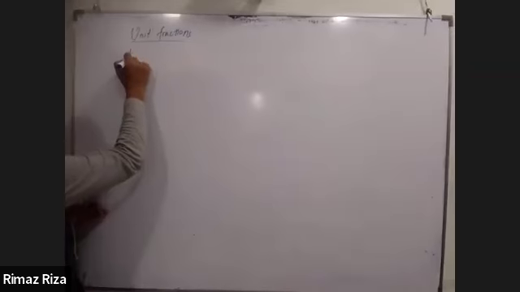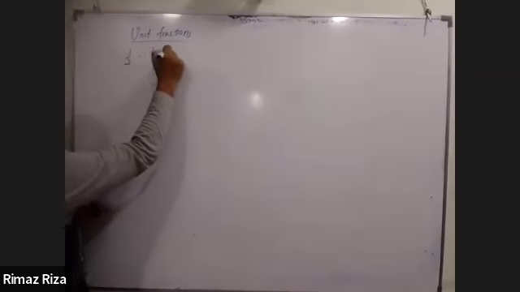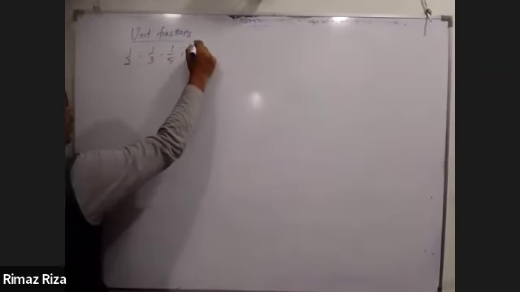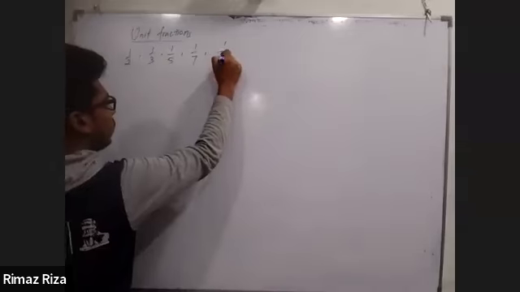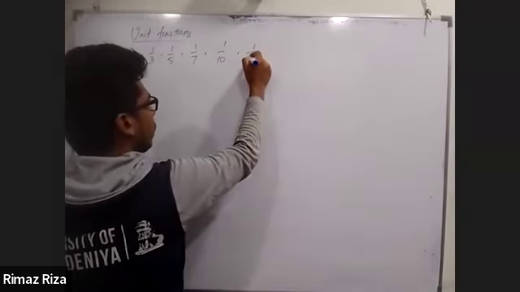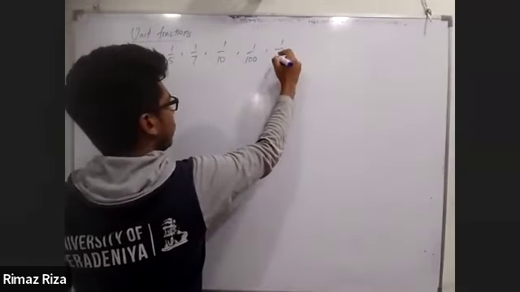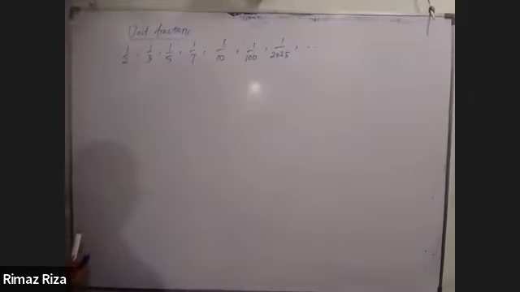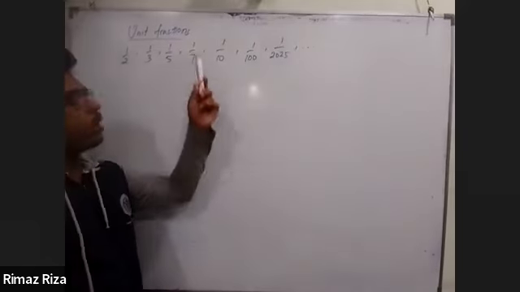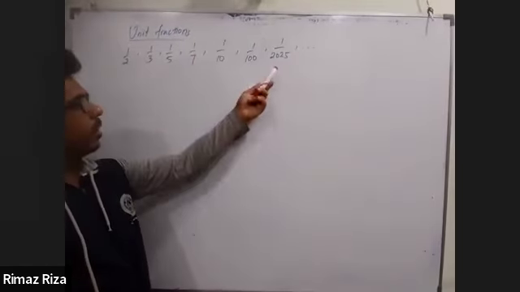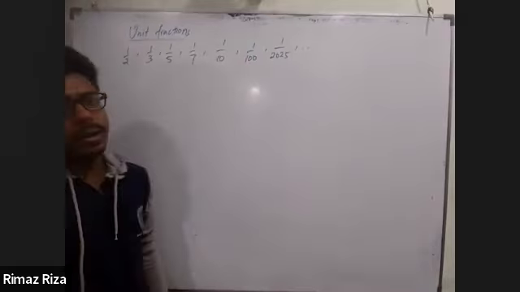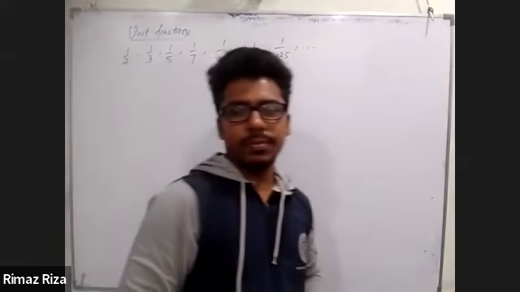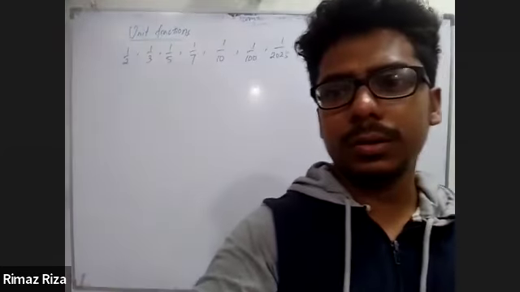It is simply 1 over 2, 1 over 3, 1 over 5, 1 over 7, 1 over 10, 1 over 100, 1 over 2025. So, yeah, we have the numerator value is 1, denominator is any value. So we call that a unit fraction. Okay, so you can write down unit fraction.